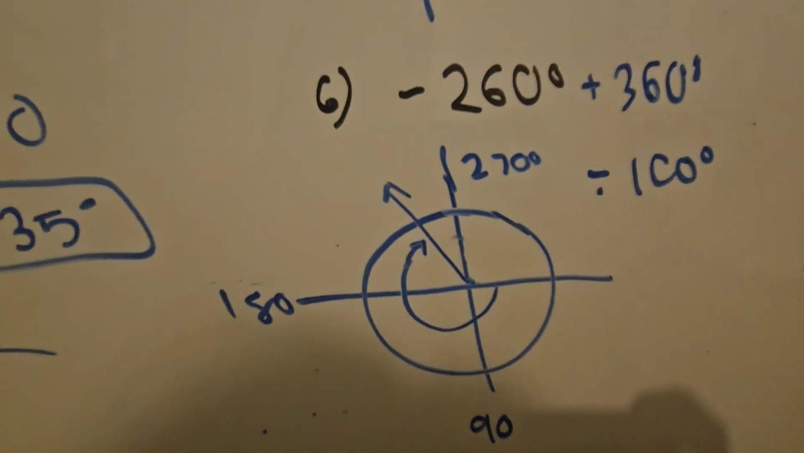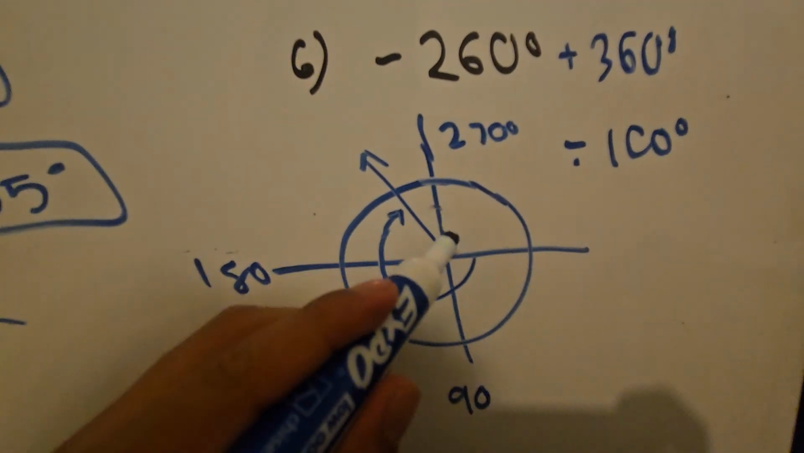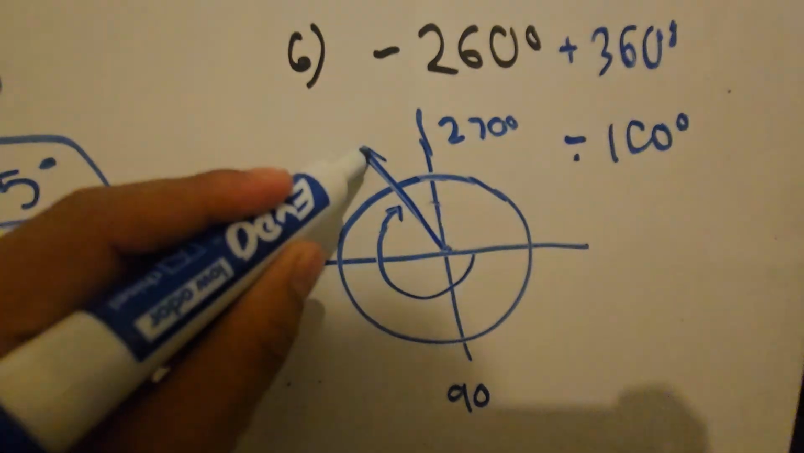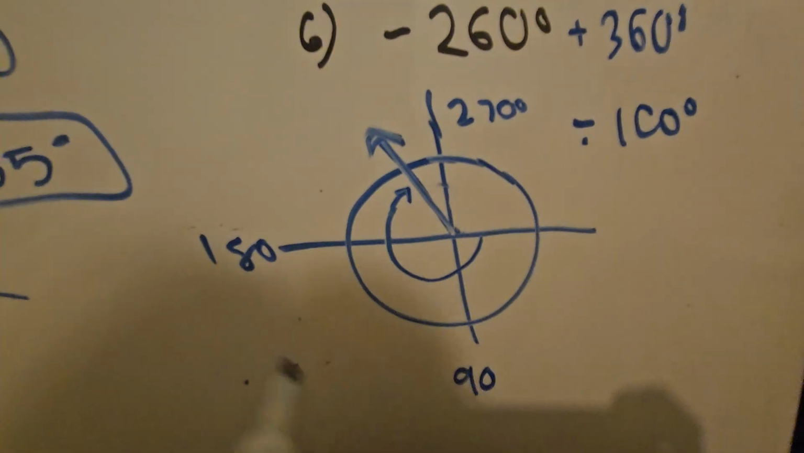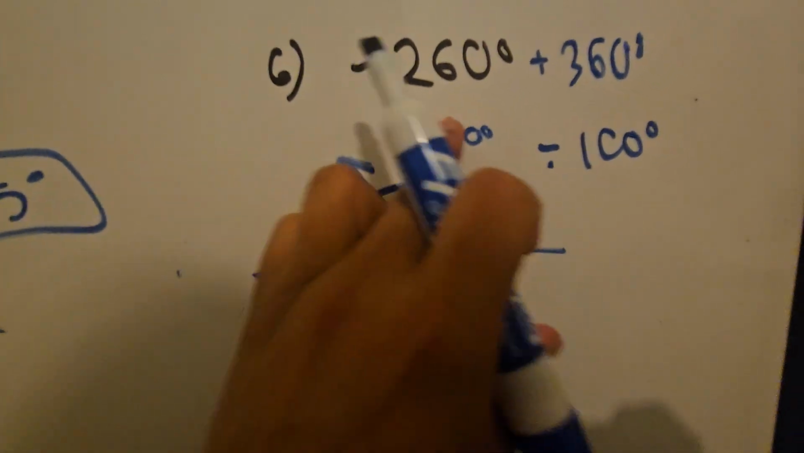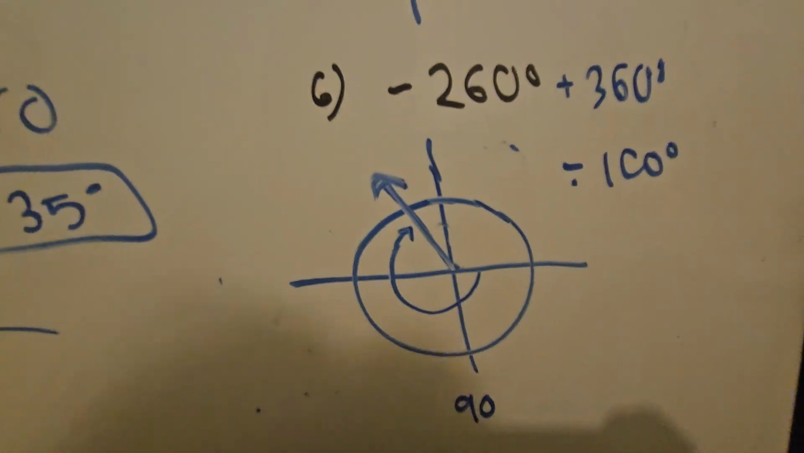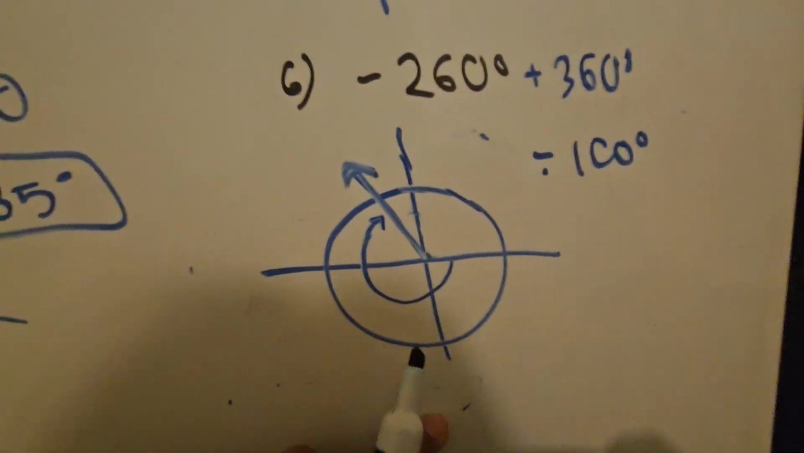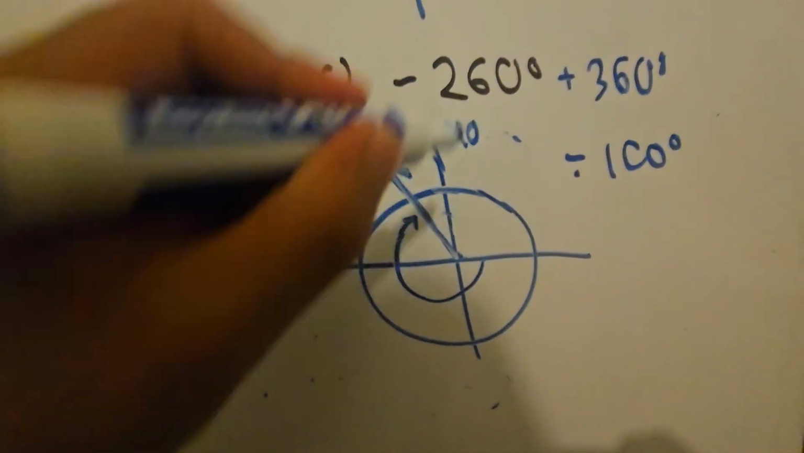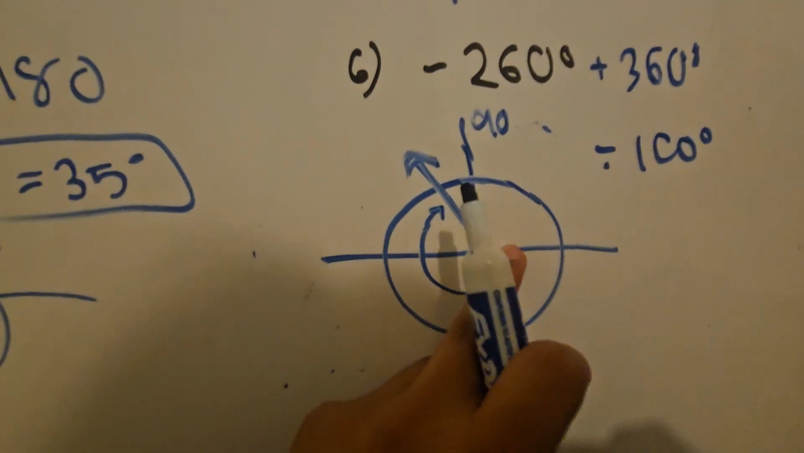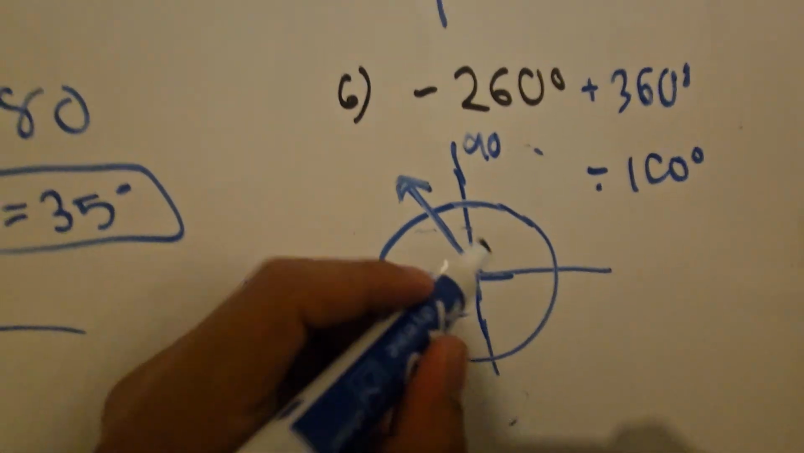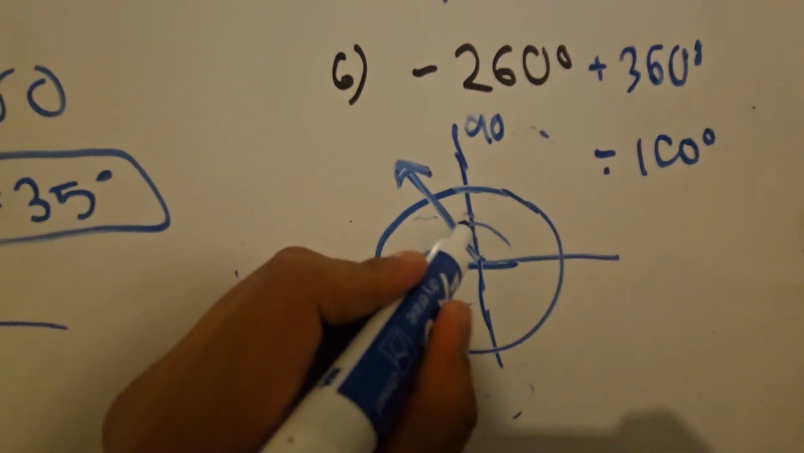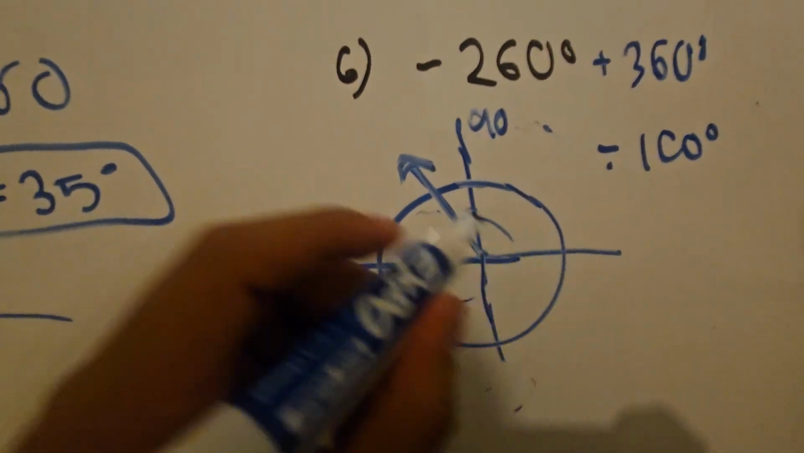Now, where is positive 100 degrees? It's probably somewhere here, right? Let's ignore this line. There we go. Now it's better to see. Positive 100 degrees, now we're moving this way, it's going to be right here.